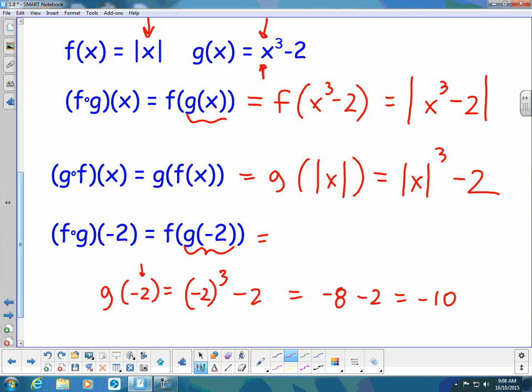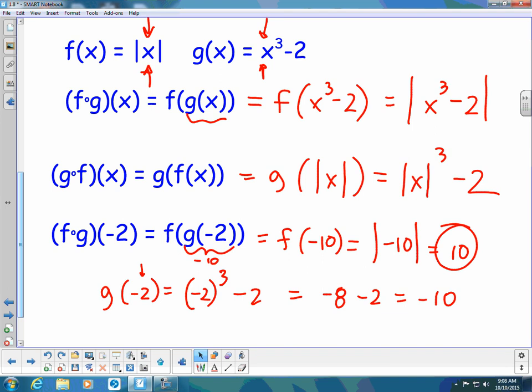Well, that's good, but that's just this part of my answer. That's negative 10. So that means I really want to find f of negative 10. So I need to go to the f function and plug negative 10 in wherever I see an x. So I want absolute value of negative 10, which is equal to 10. So f of g of negative 2 would equal 10.